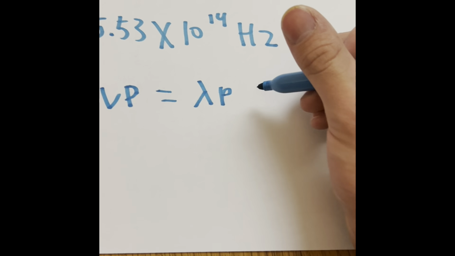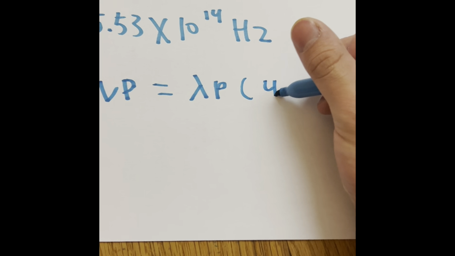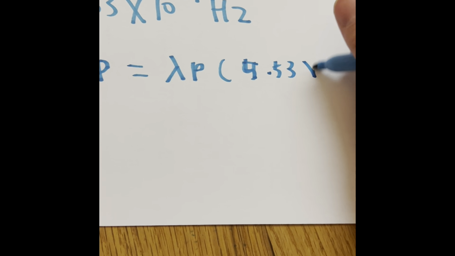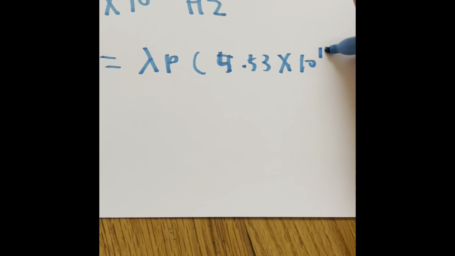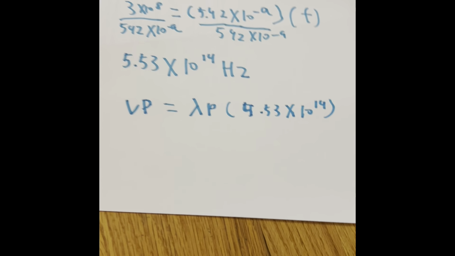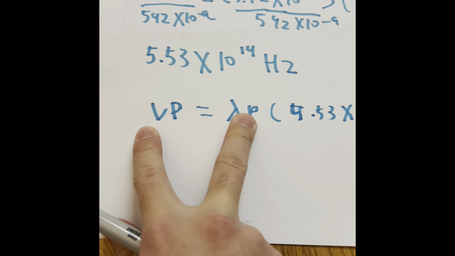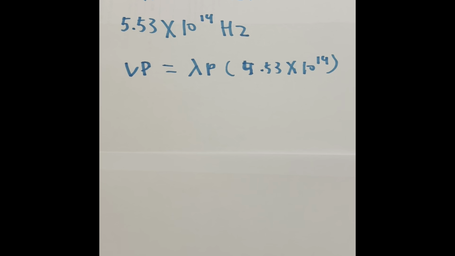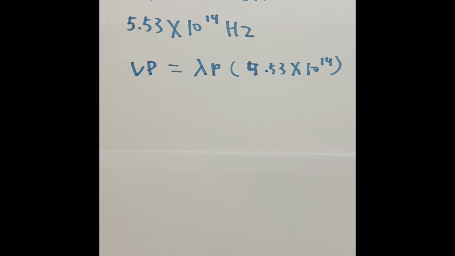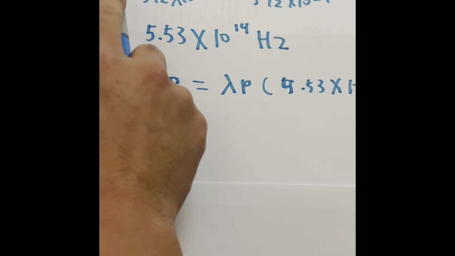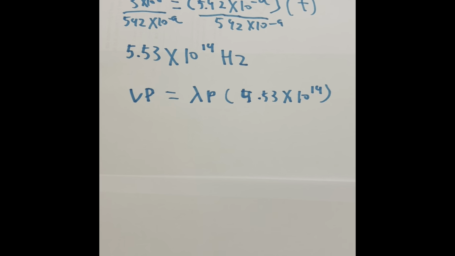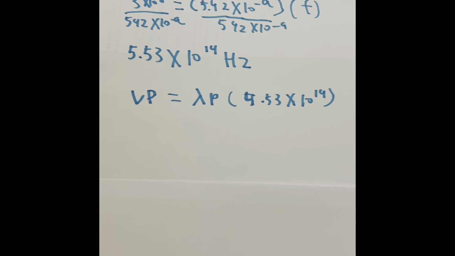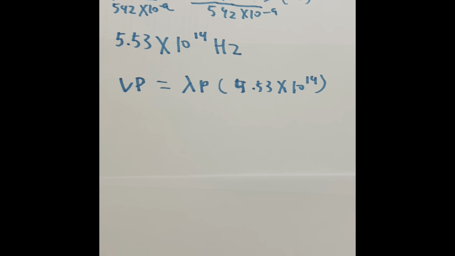Then what we can do is multiply by the frequency of 5.53 times 10 to the 14th power. All we have is the frequency. We're missing 2 items. What can we do about that? Well, if the overall goal for the section E problem was to find the wavelength inside the prism, we have to find that. But what we could do is use another formula.